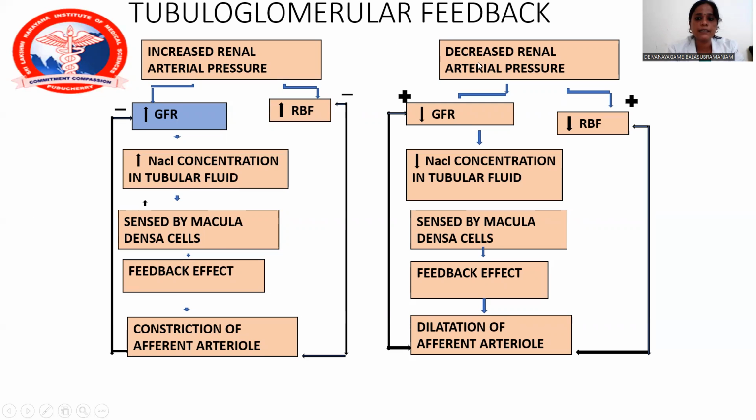Similarly, whenever there is a decrease in renal arterial pressure, there will be a decrease in the GFR. This in turn causes a decrease in the sodium chloride concentration in the tubular fluid, sensed by the macula densa cells. The feedback effect is dilatation of the afferent arteriole, and thereby an increase in the GFR. So vice versa. This is called tubulo-glomerular feedback.